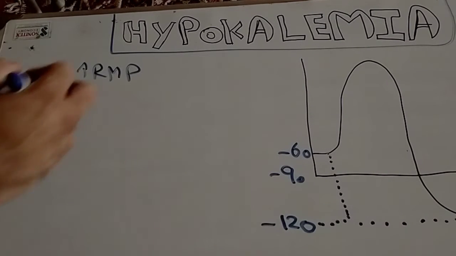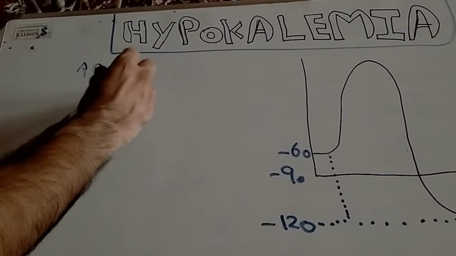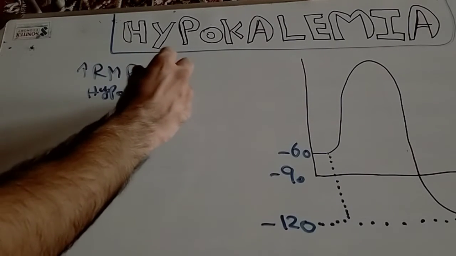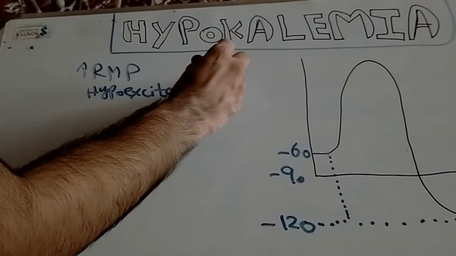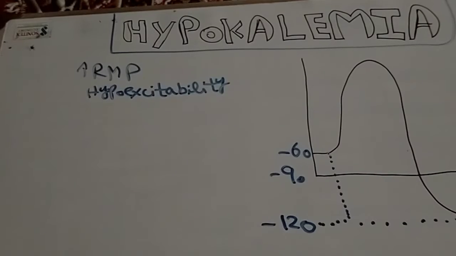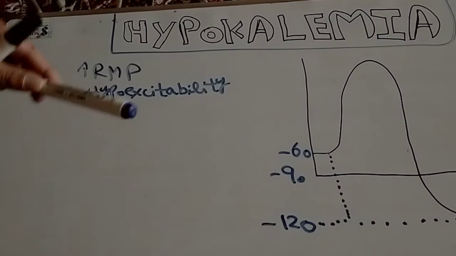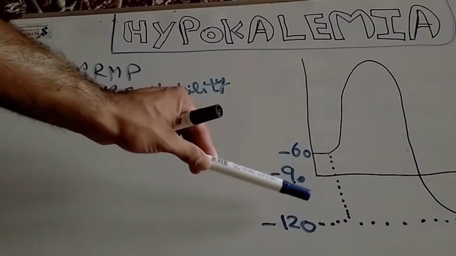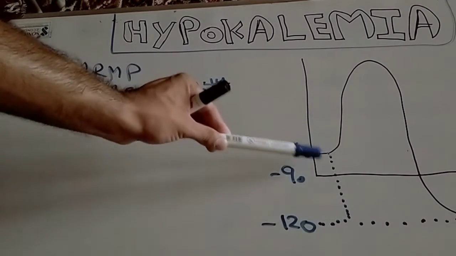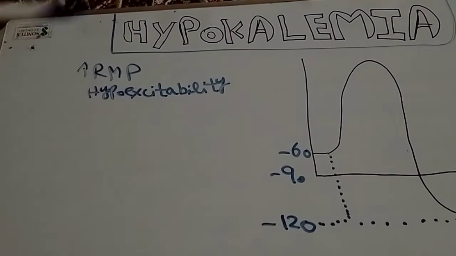Another feature I would like to discuss is hypoexcitability. Now you can see that there is hypoexcitability occurring at this membrane. Why is there hypoexcitability? Because now a very strong stimulus is required in order to reach the threshold, because there is now more distance between the resting membrane potential and the threshold level. So that's why this membrane is hypoexcitable.